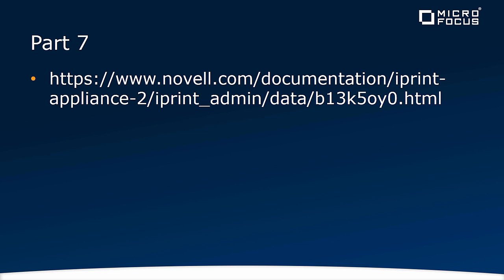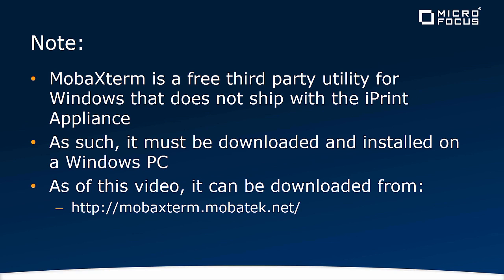The next step is to run the MIG-GUI command from the appliance. As this utility is a graphical interface, this command needs to be run from either another Linux box, a Mac, or as in our example, using a program like MobaXterm. Refer to the documentation at this link if you would prefer to use a tool other than MobaXterm. Note, MobaXterm is a free third-party utility for Windows that does not ship with the iPrint appliance. As such, it must be downloaded and installed on a Windows PC.